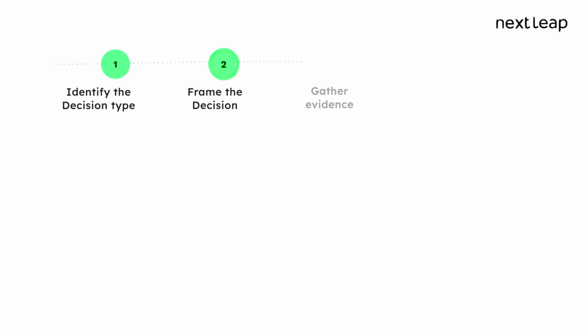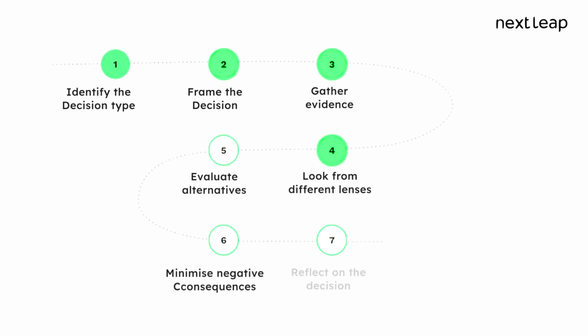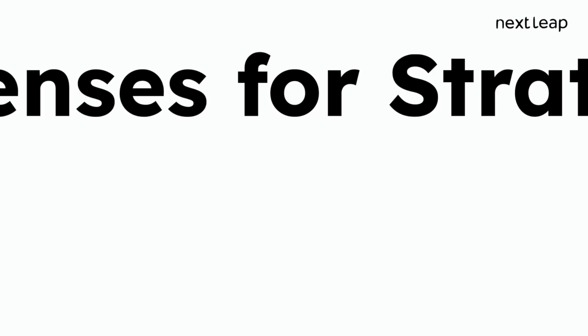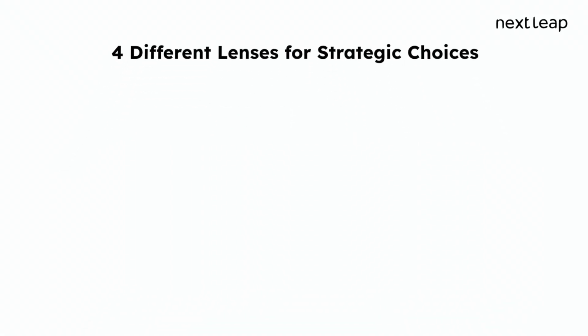We started off with the 8 steps in the decision-making process. So identifying the decision type through the decision matrix, framing the decision, gathering the evidence using the looking forward, reasoning backward approach. Next, we are going to be talking about 4 different lenses for strategic choice. As you're thinking about product strategy, for any strategic choice that you're going to make, there are always these 4 key different lenses that you need to keep in mind.